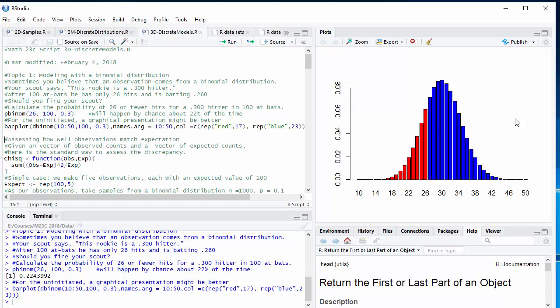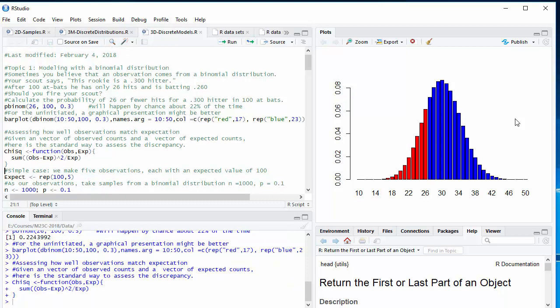Now, here's a standard way of comparing observed and expected values. It's the chi-squared function that leads to the chi-squared distribution. It takes a vector of observations. It takes a vector of expected values. And what you do is, for each observation, you subtract off the expected value of that observation, you square the result, and then you rescale by dividing by the expected value.